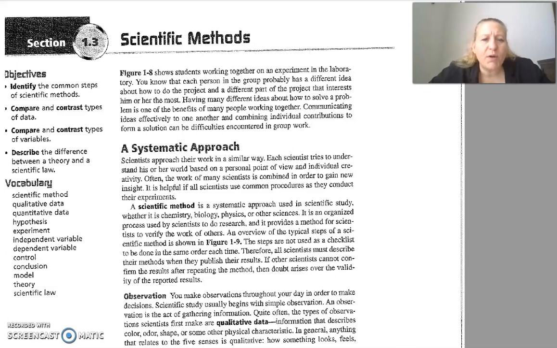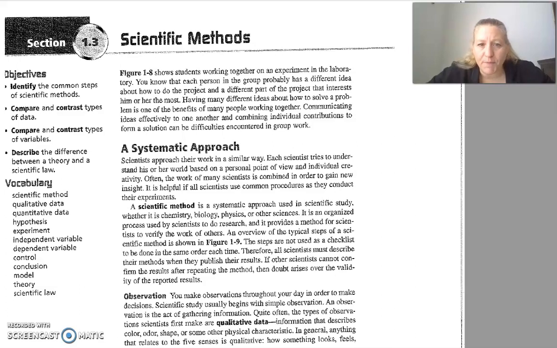Figure 1-8 shows students working together on an experiment in a laboratory. You know that each person in the group probably has different ideas about how to do the project and a different part of the project that interests him or her the most. Having many different ideas about how to solve a problem is one of the benefits of many people working together. Communicating ideas effectively to one another and combining individual contributions to form a solution can be difficult. Those are some of the difficulties that groups will encounter, but it's very important that we learn how to work through those.